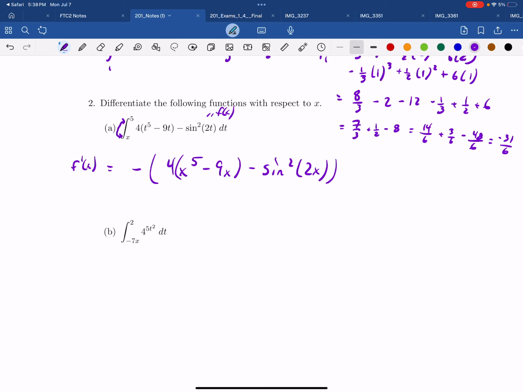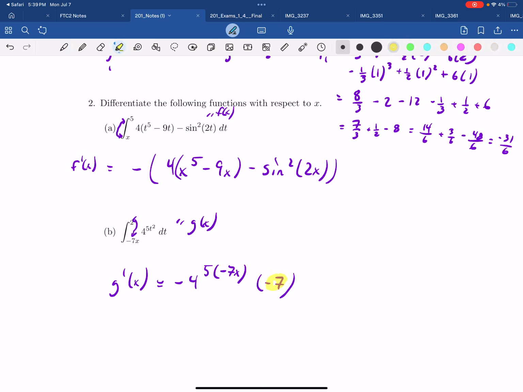All right. Similarly here, suppose this is g of x. Then we'll say g prime of x equals. All right, and it's going to be negative 4 to the 5 times negative 7x. And then we're going to multiply by negative 7. Okay? You see why, again, we have the negative, right? Because we had to swap that. And why do we have times negative 7? Well, because that was part of the bound, right? That's what we've got.